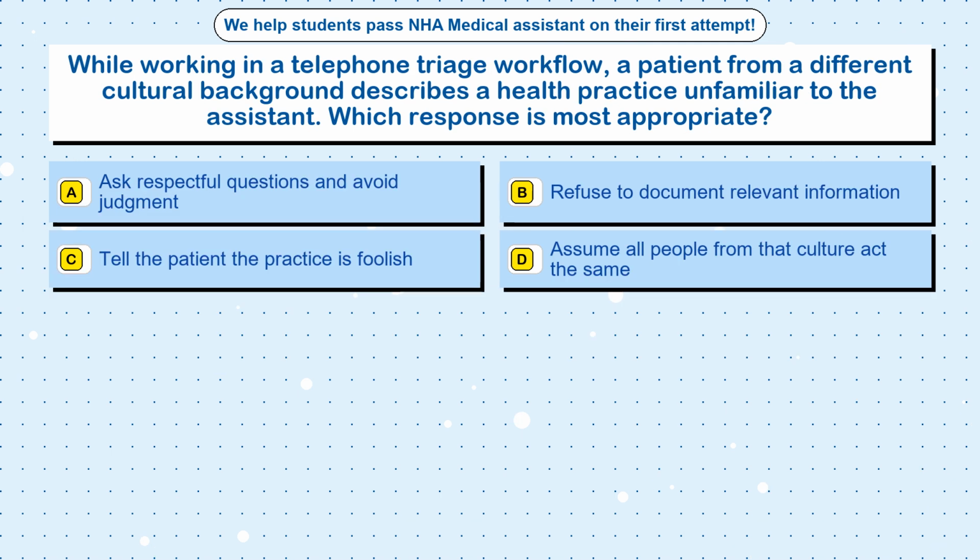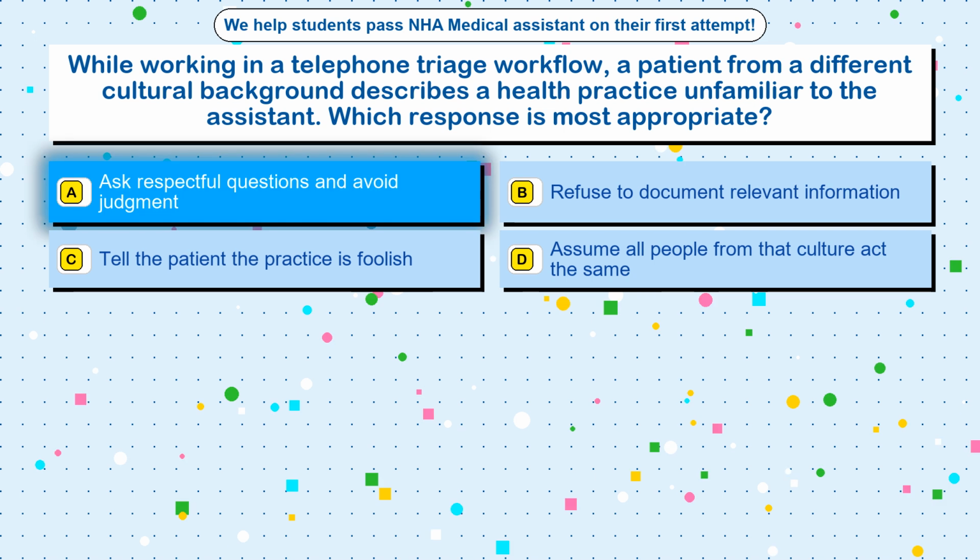Question 42. While working in a telephone triage workflow, a patient from a different cultural background describes a health practice unfamiliar to the assistant. Which response is most appropriate? Option A. Ask respectful questions and avoid judgment. Option B. Refuse to document relevant information. Option C. Tell the patient the practice is foolish. Option D. Assume all people from that culture act the same. The correct answer is option A.